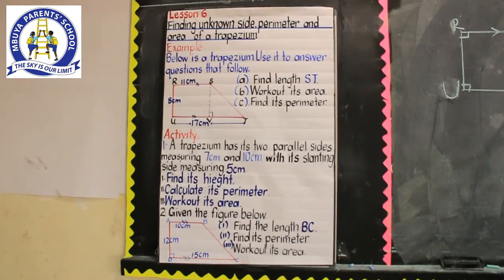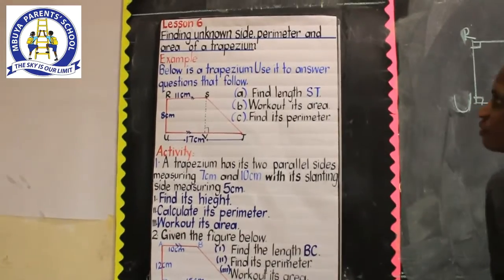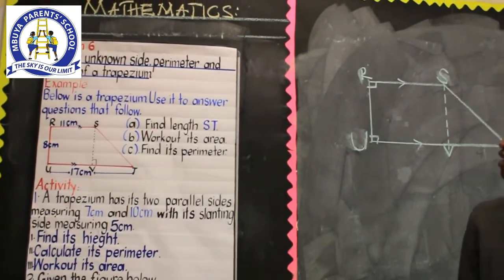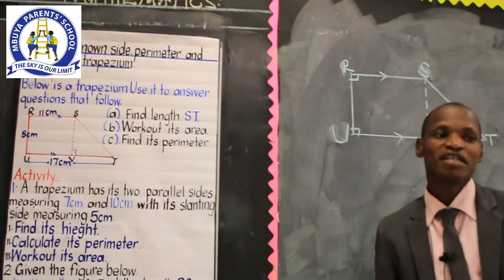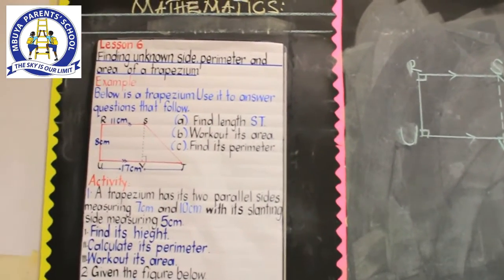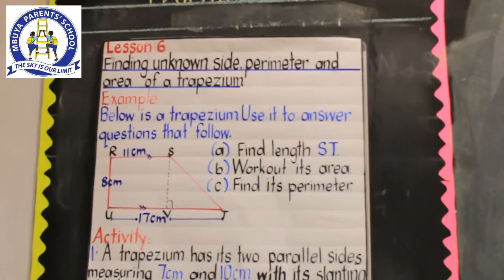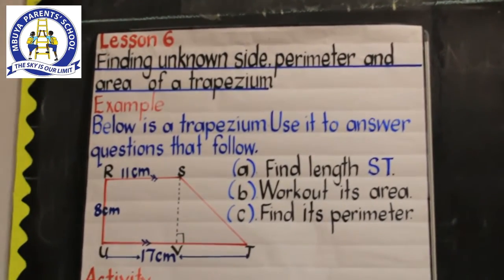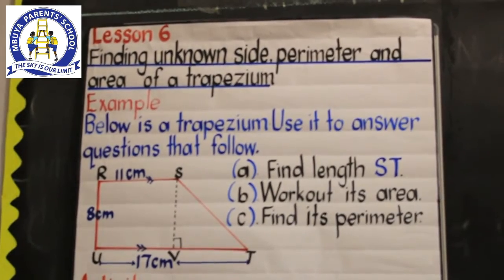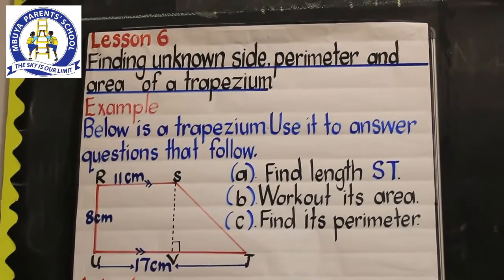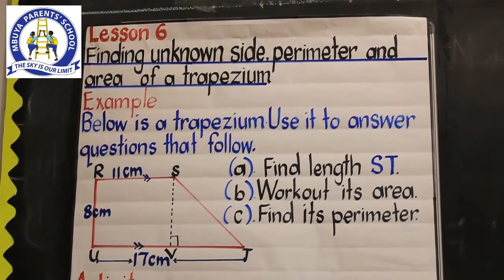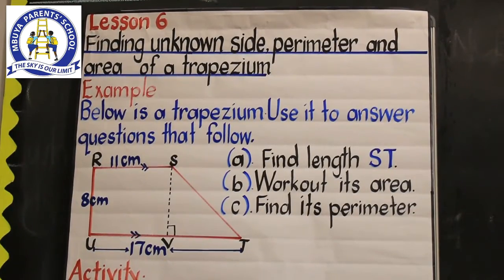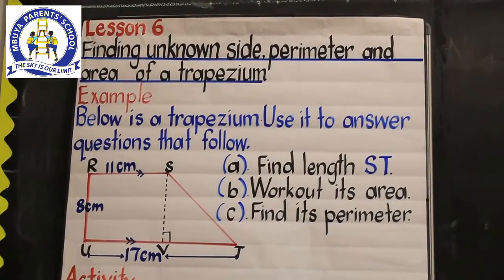Our lesson for today, lesson 6, is about finding the unknown side, perimeter, and area of a trapezium. Remember, in lesson 5, we only dwelled much on finding the area of the trapezium. But for this case, we have almost 3 tasks. 1, finding one of the missing sides. 2, calculating the perimeter, and still part of the area, much as we discussed it in the previous lesson.